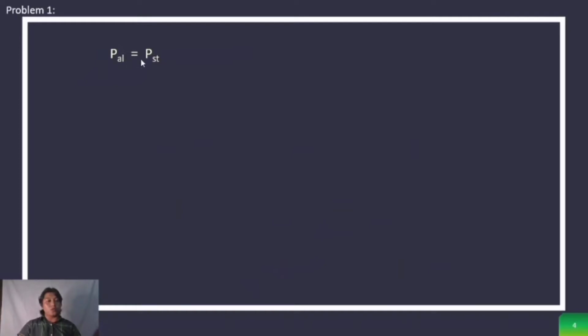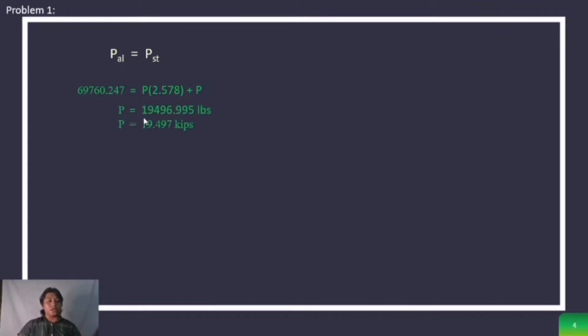Okay, P aluminum is equal to P steel. So in this case, we can write them as P. So going back to the first equation, 69,760.247 is equal to P aluminum, which we now call P, times 2.578 plus P steel, which is also P. So let's calculate for P.